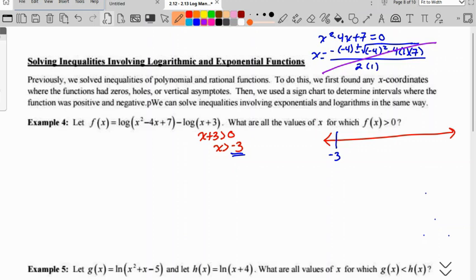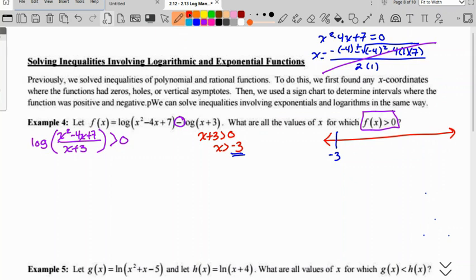Now we need to actually solve the inequality and see what our other critical values are based on the inequality. So this is a difference of logs. Let's go ahead and rewrite it as the log of the quotient. So the log of (x squared minus 4x plus 7) over (x plus 3) has to be greater than 0. They want to know where this function is greater than 0. All we've done is put an inequality symbol in where we would normally have an equal sign.